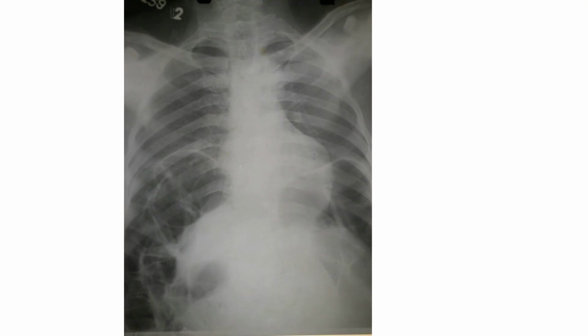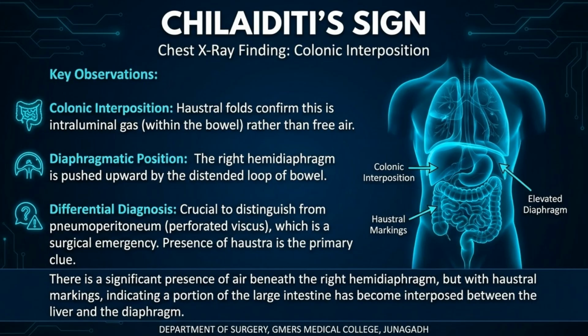This X-ray shows an elevated right hemidiaphragm with some internal markings visible. This is Chilaiditi's sign, a chest X-ray finding of colonic interposition. The presence of haustral markings confirms intraluminal gas, helping to differentiate it from pneumoperitoneum.